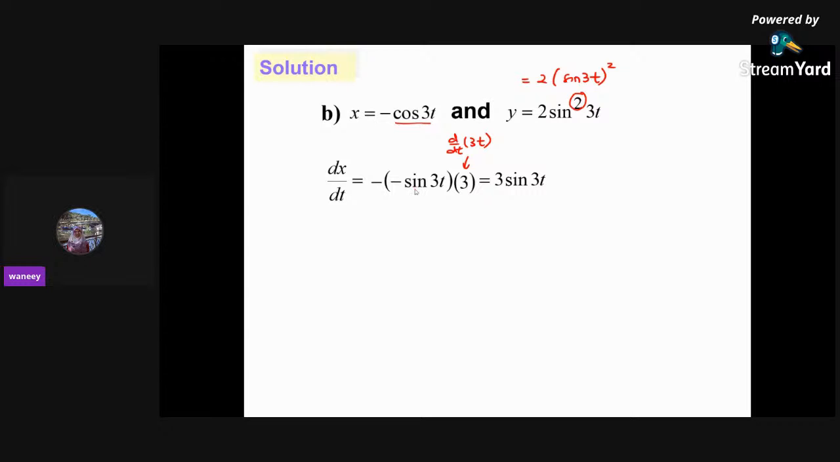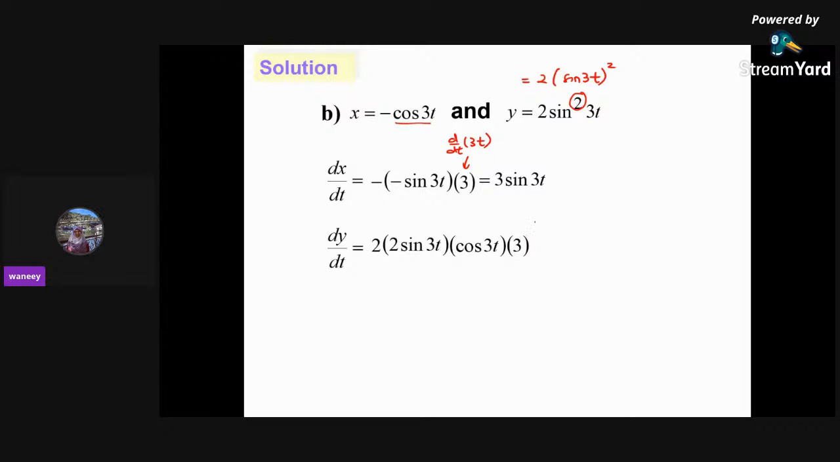And then for the second one, dy over dt. Okay, so we're going to bring the power down. So we're going to have 2 multiplied with 2 sine of 3t. And then we're going to differentiate sine of 3t, so we're going to get cos of 3t. And then differentiate 3t after that, we are going to get 3.